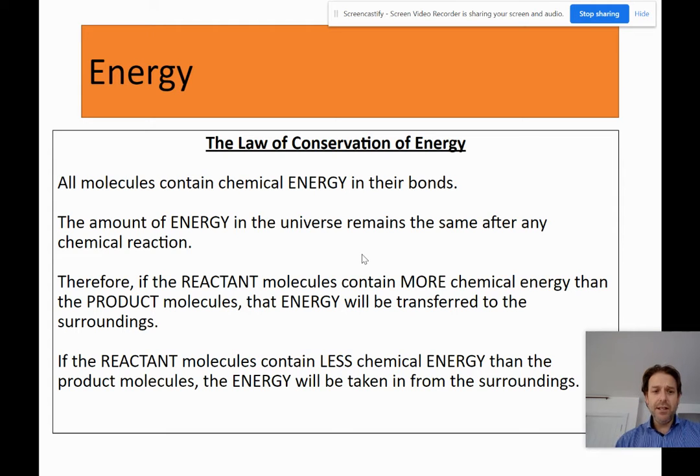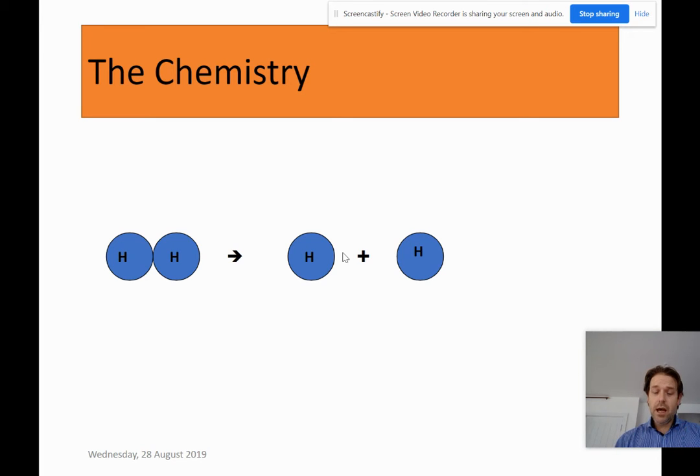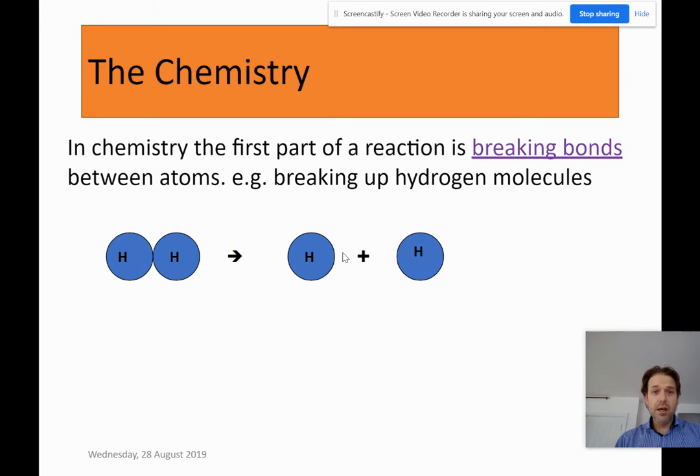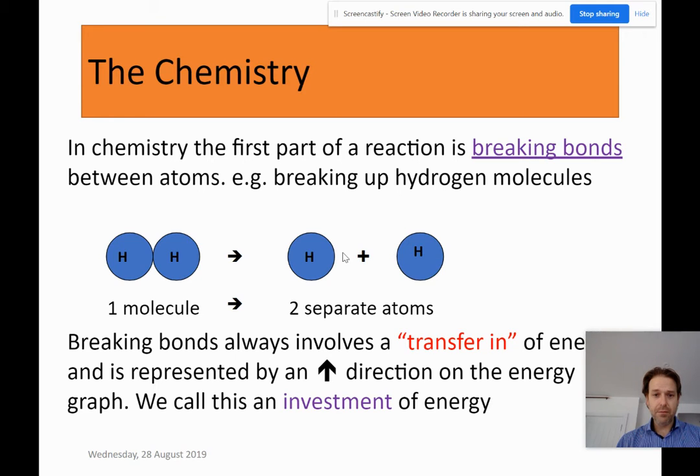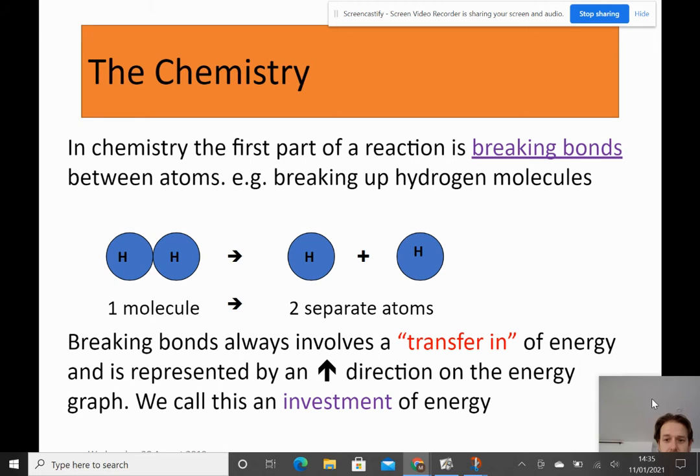And if you can get them in your head, you really will be well set for some exam questions. Okay, so the chemistry, let's get through this. We're looking at this idea of a molecule of hydrogen being split into two atoms. We are breaking these bonds. Generally, when you're breaking bonds, you're going to need to put energy in order to break those bonds.